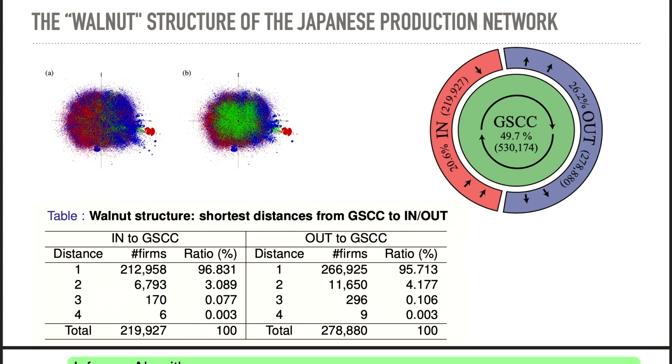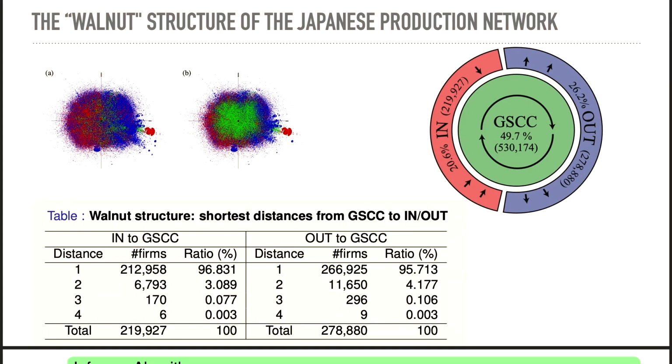So you can see clearly that the structure is very different from the web network, and due to this we also calculated quantitatively the distance. For the distance of in firms to the GSCC, 96% of them are just one step away, whereas 95% are just one step away for the out component. So there are no wings, and it is very different from a bow tie structure. Due to this visualization, we call it a walnut structure, tightly connected to the GSCC, the in component and out component, instead of a bow tie.